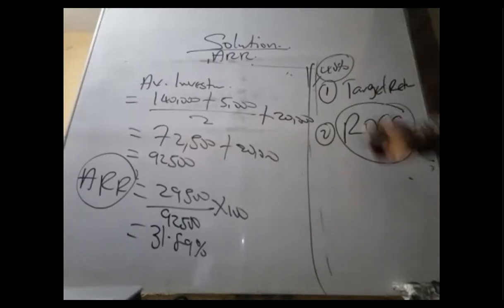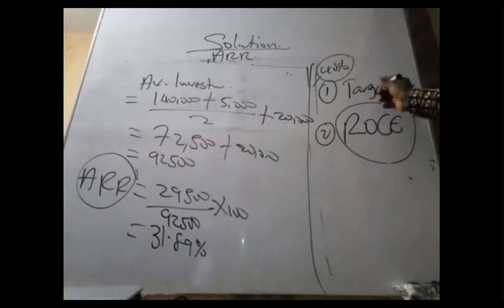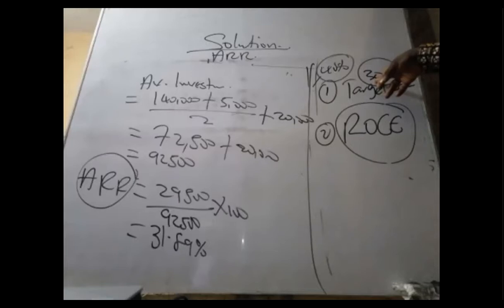So here, if the target ROCE is, let's say, 30%, expectation is 30%, should they accept it? Yes, they have to accept it. Here, their target is 30% or the ROCE is 30%.